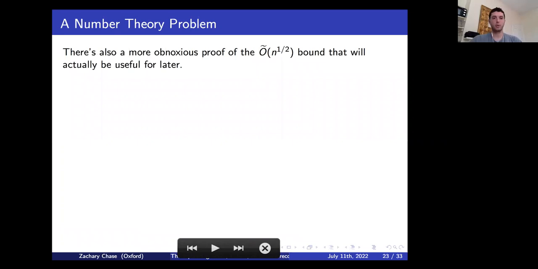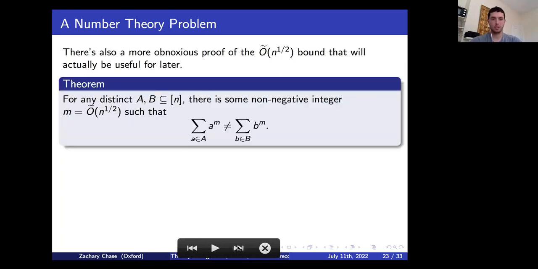Okay, so there's also a more obnoxious proof of the n to the 1/2 bound for that problem that will be useful for later, so let's talk about it. Here's another problem. You have two distinct subsets of 1 through n, and you want to find some non-negative integer m that's somewhat small such that A and B have different mth moments. So the question is, if you have two different subsets of 1 through n, what's the smallest moment at which they can be unequal? They can have the same first, second, third moments, but can they have the same moments all the way up to root n? And the answer is no.